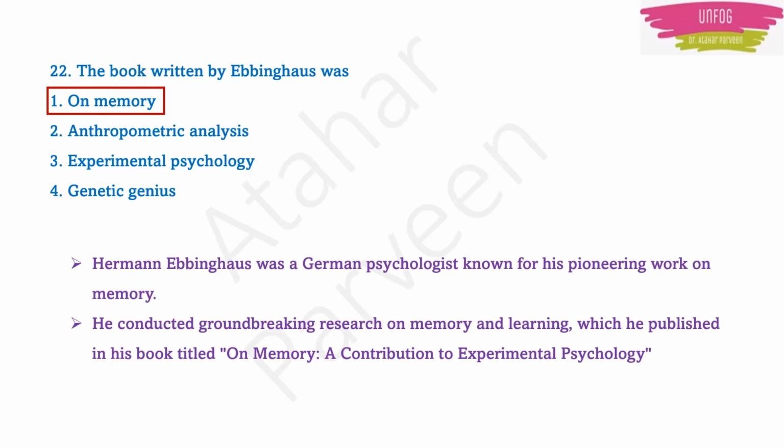He was actually a German psychologist. His full name was Hermann Ebbinghaus, and he was very famous for his pioneering work particularly on memory. He conducted groundbreaking research on learning and memory, and then he published one book on this. The book title he gave was On Memory, a contribution to experimental psychology. Remember the name of the book: On Memory, a contribution to experimental psychology.